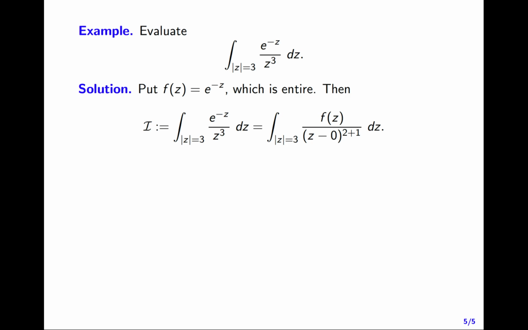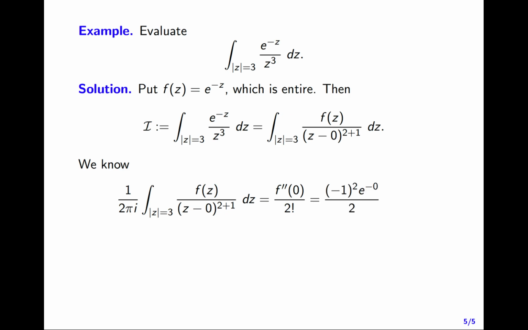So I always want some differentiable function in the numerator, that's f, and in the denominator, z minus a constant raised to some power 2 plus 1. You always want a 2 plus 1 in that power in the denominator. Now we know if I had one extra factor here, what the integral would be. 1 over 2 pi i times the integral over the circle modulus of z equals 3 of f of z divided by z minus z0 raised to the power 2 plus 1. That whole product is equal to f double prime of 0 divided by 2 factorial.